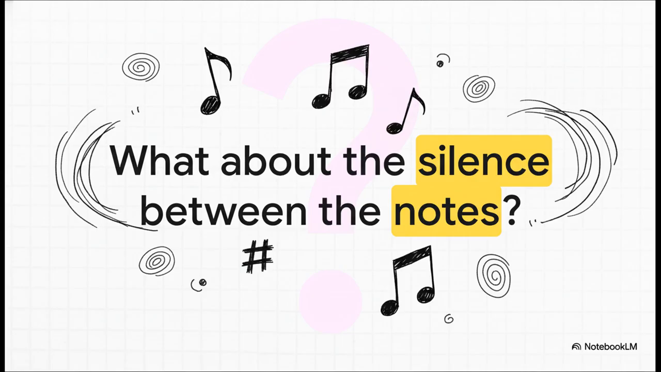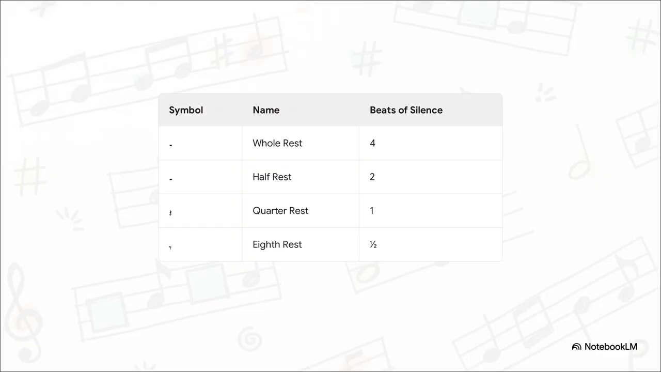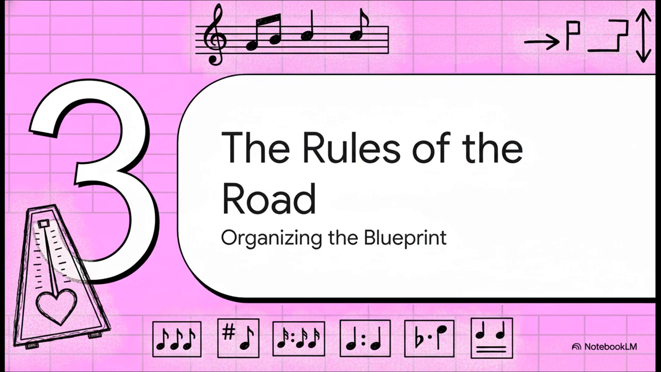So how do you write down nothing? Well, we use these symbols called rests. And here's the beautiful part. For every single note value, there's a matching rest that represents the exact same amount of time, just silent. So a whole note gets a whole rest, 4 beats of quiet. A quarter note gets a quarter rest, that squiggly line, 1 beat of silence. Remember our script metaphor? This tells the actor not only when to speak, but also when to pause for dramatic effect. So now we've got our pitches and our rhythms, our sounds and our silences.